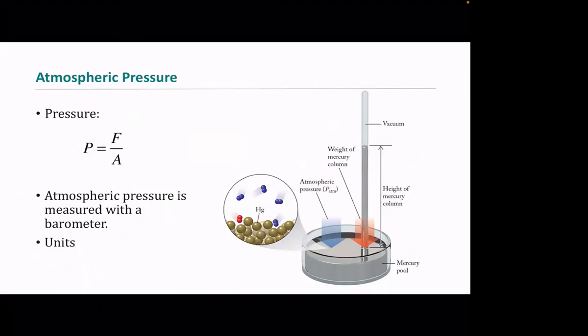And this is a crude idea of a barometer. It wouldn't be a big open mercury trough like this, but you get the idea. It pushes down on the mercury, pushes it up the column. This has to be a vacuum. Otherwise, air would keep it from rising, and that would create a problem. Obviously, you wouldn't be measuring the pressure correctly.